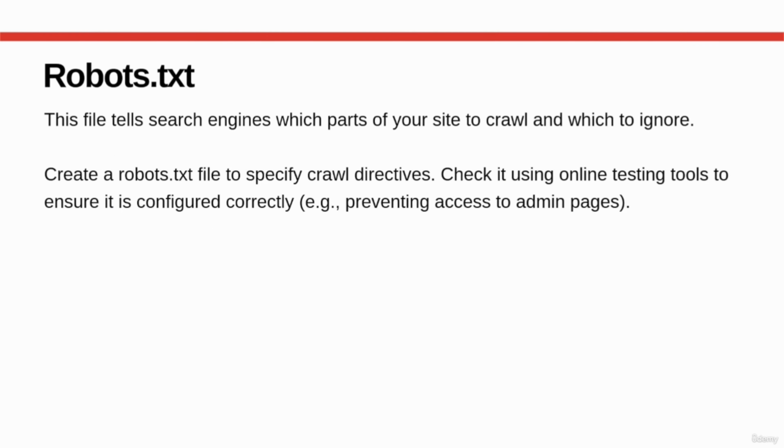Robots.txt. This file tells search engines which part of your site to crawl and which to ignore. Create a robots.txt file to specify crawl directives. Check it using online testing tools to ensure it is configured correctly. For example, preventing access to admin pages.